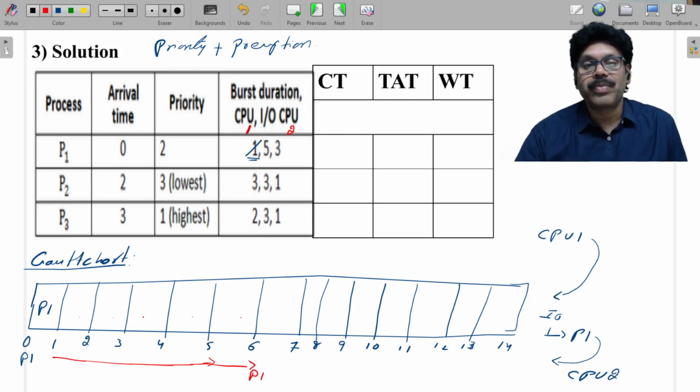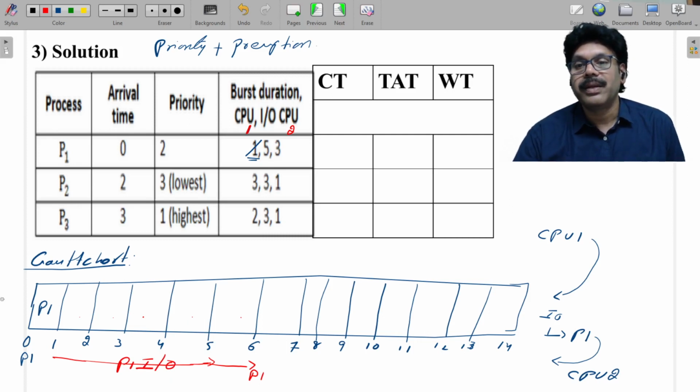P1 will wake up. That means it comes out of the IO queue and seeks CPU 2 for access. So this is P1 IO. While IO is busy with P1, CPU 1 is idle. Therefore, the second process will go for it. But the second process has come at 2. P2 has come at 2, and P3 has come at 3. That means time 1 to 2, CPU is idle.